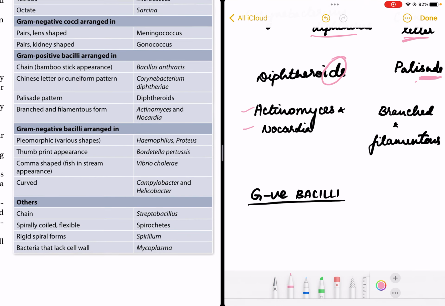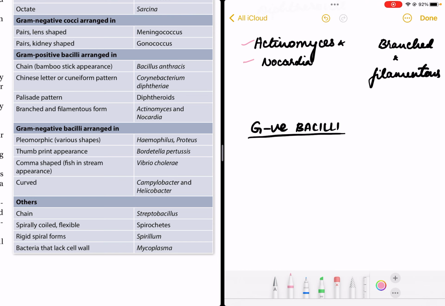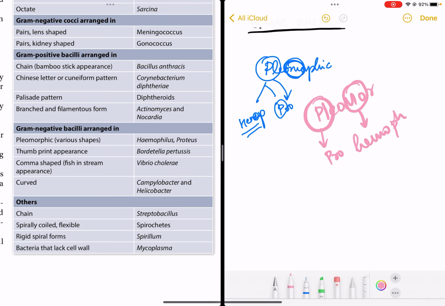Clear? Moving on to next, gram-negative bacilli. In gram-negative bacilli, we have pleomorphic shape. So pleomorphic, always remember you have Haemophilus and Proteus. P for Proteus, pleomorphic, and hemo, so Haemophilus influenzae. All of these are pleomorphic, that is, they are present in different shapes.